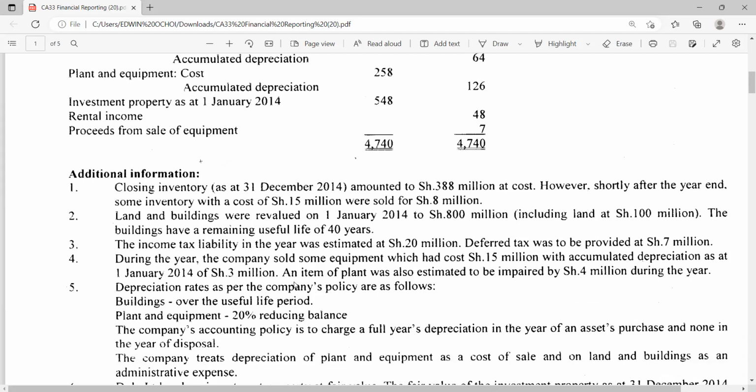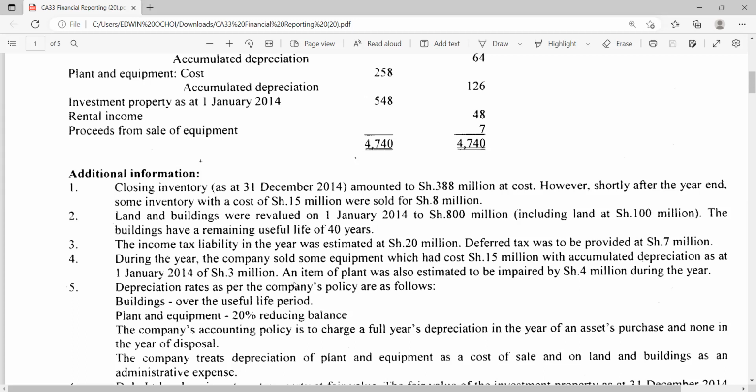Additional information number 1. Closing inventory as at 31st December 2014 amounted to 388 at cost. However, shortly after the year end, some inventory which cost shillings 15 million was sold for 8 million. Number 2, land and buildings were revalued on 1st January 2014 to shillings 800 million, including land at 100 million. The buildings have a remaining useful life of 40 years.